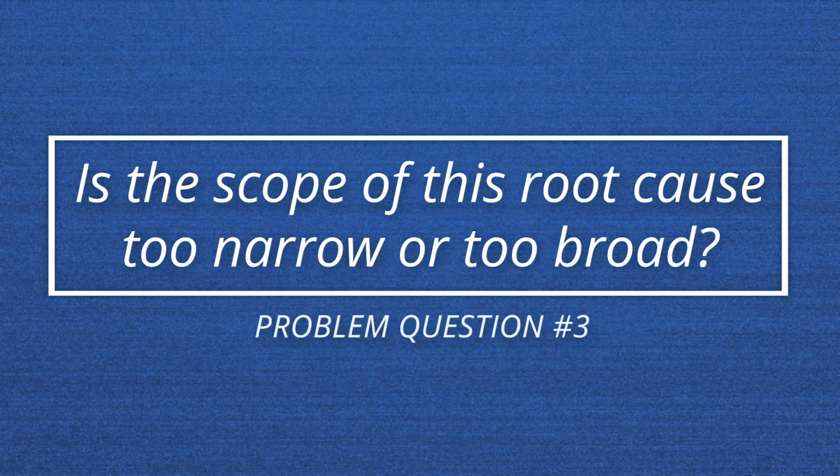So that's it? Just buy a ready-made CRM and boom, problem solved? Well, not that fast. On to problem question number 3. Is the scope of this root cause too narrow or too broad? So, you defined the MVP, most valuable problem, and you think you have the root cause of the problem. Now you have to decide the scope of the root cause.